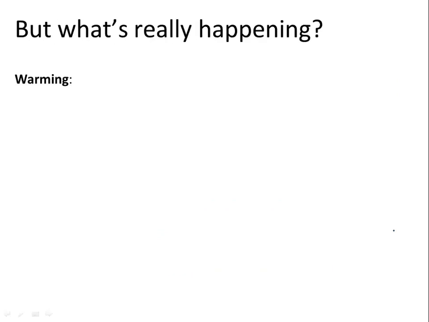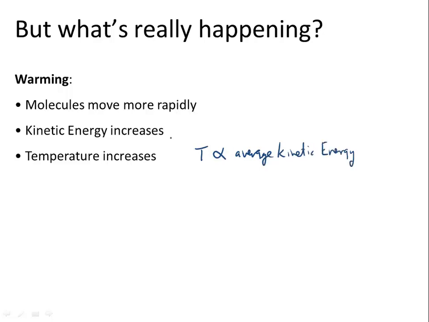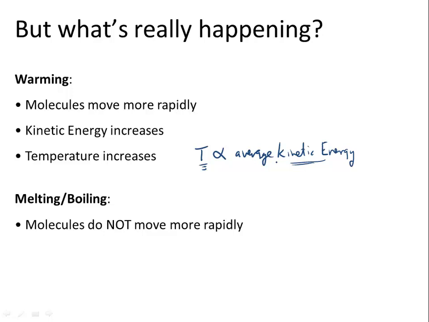Okay, so let's look at this quantitatively. Oh, no, not yet. Let's first look at what's really happening. When you're warming, the molecules are moving more rapidly, and therefore the kinetic energy is increasing. And the temperature increases because the temperature is proportional to the average kinetic energy. And so as you're heating up, the temperature is going up because the kinetic energy is going up. When you're boiling and melting, the molecules don't move more rapidly, and you know that because temperature is constant.